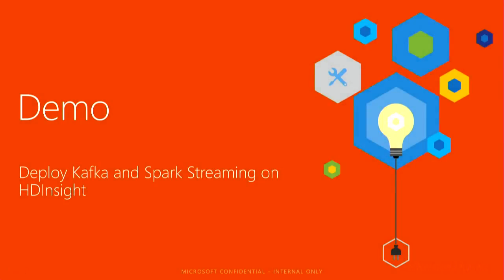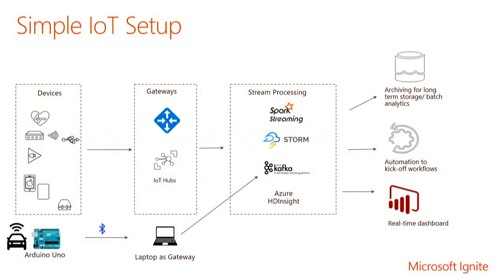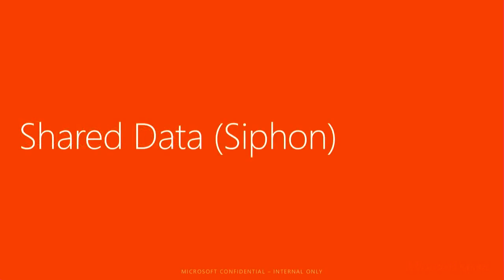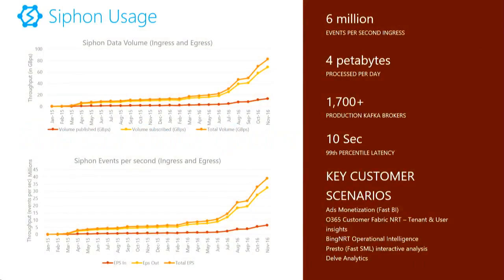All right. Finally, let's talk about our customers. One of our customers is Bing Shared Data. Their code name at Microsoft is also known as Siphon. They power the full data bus for Microsoft. All telemetry flows through them for Windows 10, for Exchange, for Office 365. They process about 4 petabytes of data per day. They have 6 million events per second that they're processing, and this is all done through Kafka.